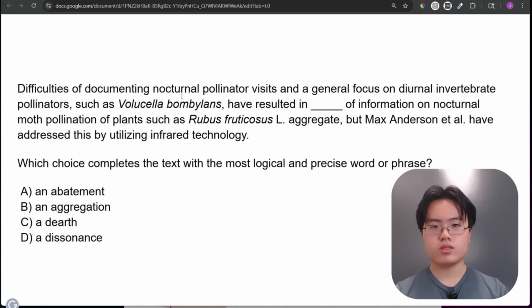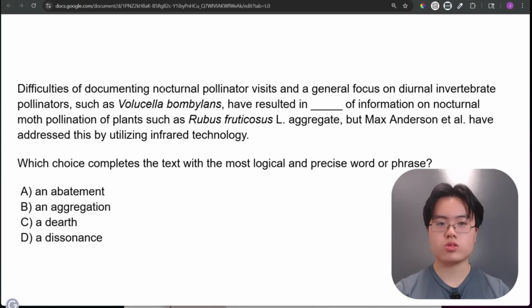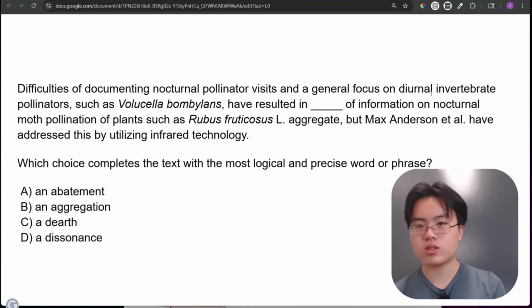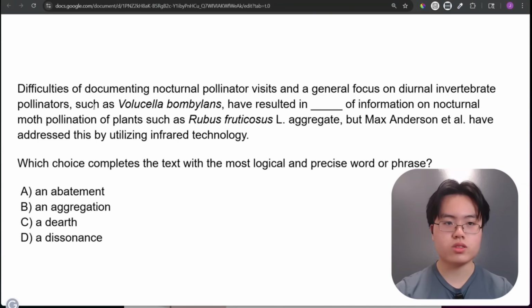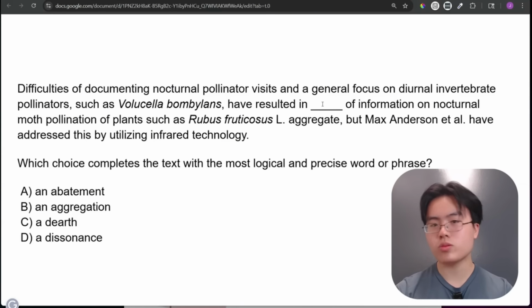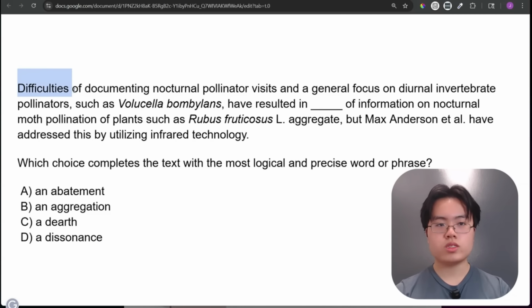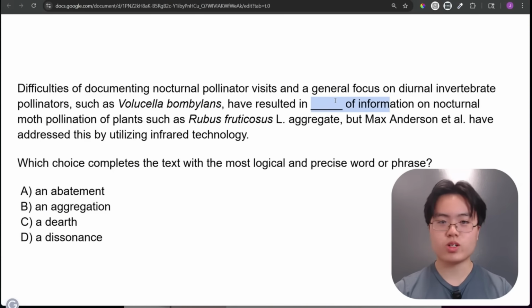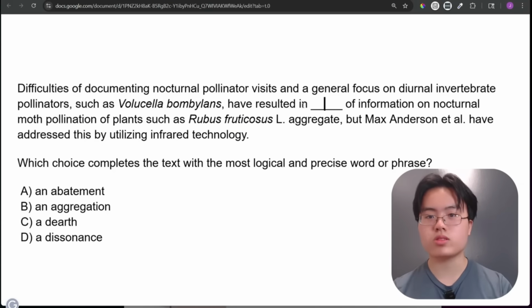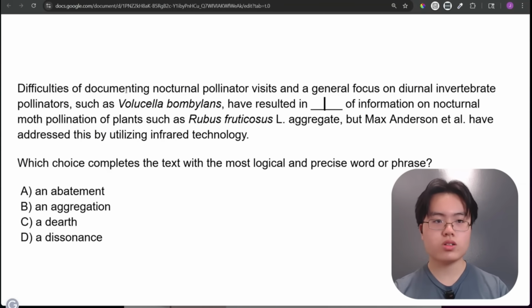Difficulties of documenting nocturnal visits. I'm assuming it's difficult because it's nocturnal, so it happens at night. And a general focus on, so they're focusing specifically on these pollinators, such as these things, have resulted in very little of, so a small amount of information. And that makes logical sense because it says difficulties. So if it's difficult to document this, obviously it makes sense that they didn't document much because it was difficult, right? So it resulted in a small amount of information on nocturnal moth pollinators, such as pollination of plants.